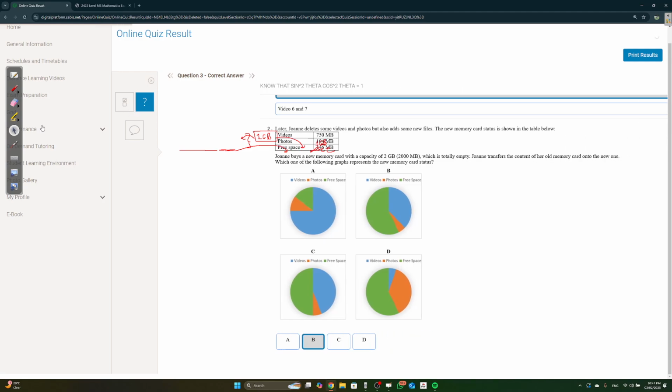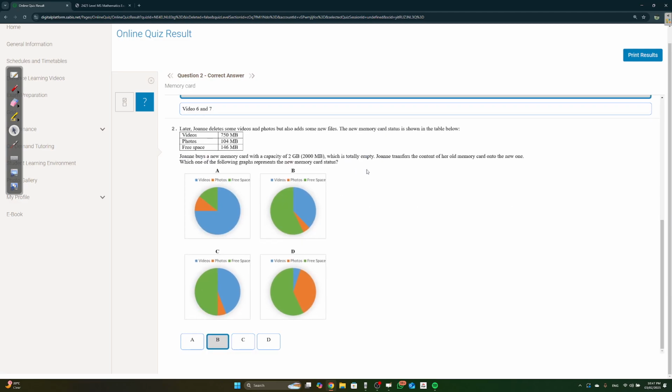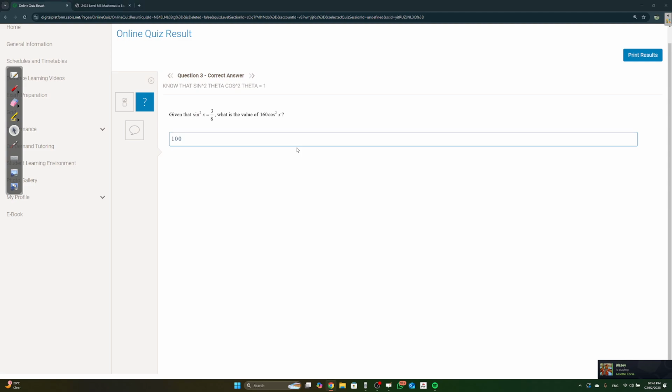Okay. Question 3. Given that sine squared x is 3 over 8, what is 160 cosine squared x? Remember that sine squared x plus cosine squared x is equal to 1. Okay, so if you want to find cosine squared, I always tell you, knowing sine squared, cosine squared is equal to 1 minus sine squared.